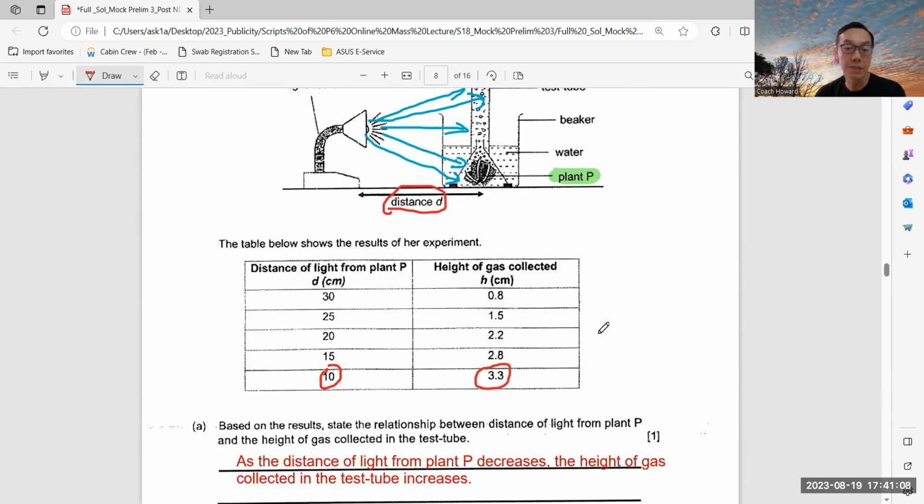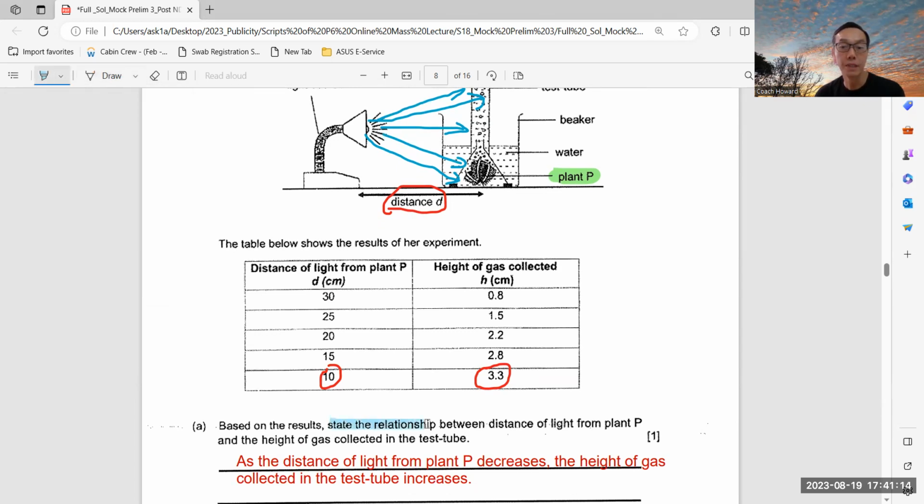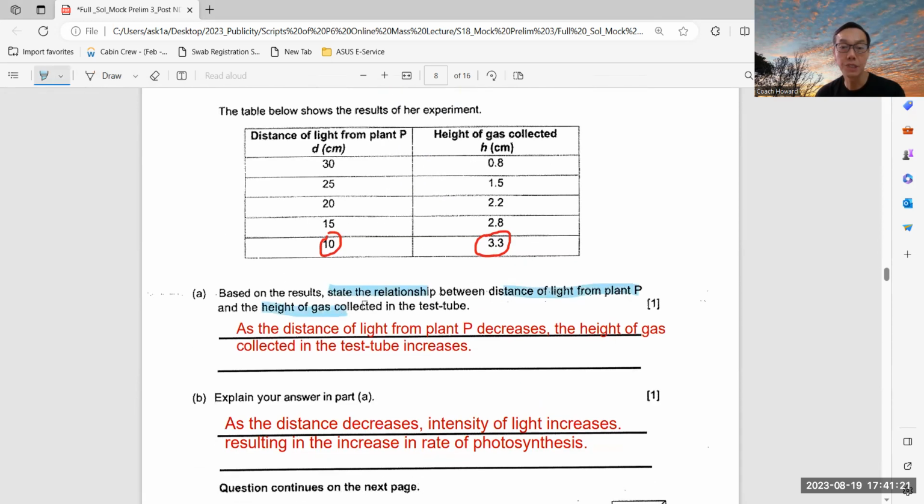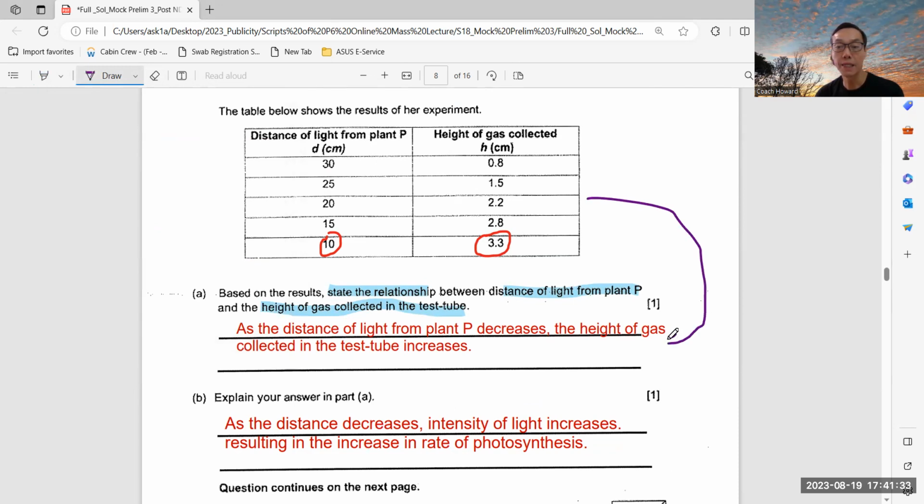So here, based on the result, state the relationship. So this question is giveaway one. You need to state the relationship between the distance of light from plant P and the height h. So this is direct extraction of data from this part. You put inside there, plug in the answer and arrange them in the order. Okay, so we just mentioned, as the distance of light from plant P decreases, the height of gas collected in the test tube increases. So very simple, 1 mark.